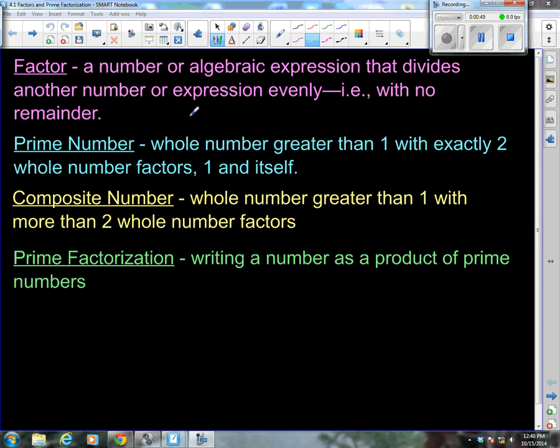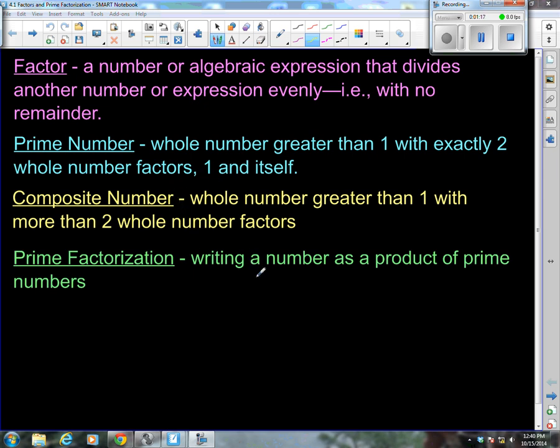Prime number, it's a whole number greater than 1 with exactly 2 factors. 2 whole number factors, 1 and itself. So 3 is prime because it has only 2 factors. The only 2 numbers that go into it evenly are 1 and 3. 5 is prime because the only 2 numbers that go into it evenly are 1 and 5. Composite number is basically a number that's not prime. It's a number greater than 1 with more than 2 whole number factors. So 4 has 1 and 4, and then 2. So 4 actually has 3 factors, so it's a composite number.